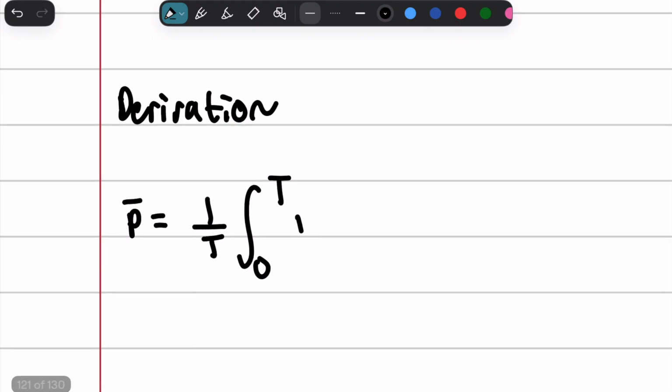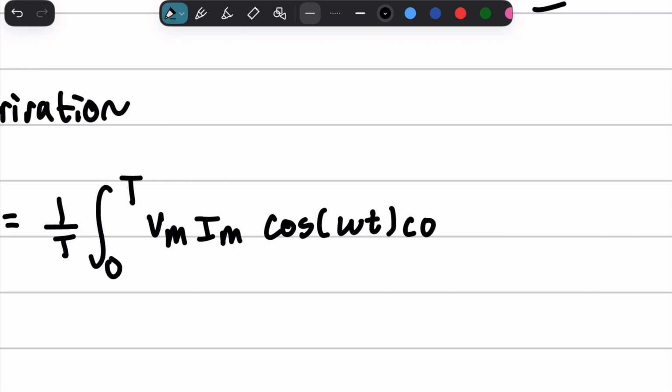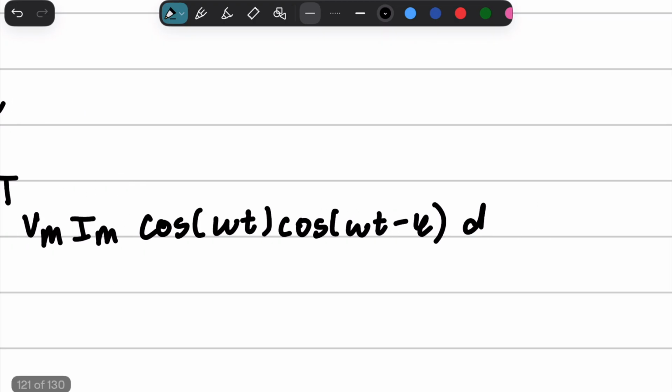And for v of t, I'm going to go ahead and just move the constants to the front and have cosine omega t times cosine omega t minus phi, dt with respect to t.